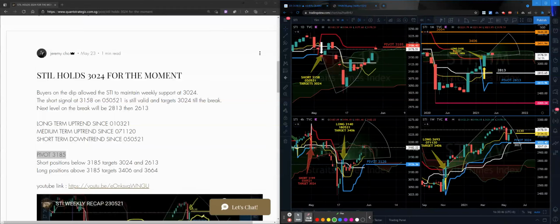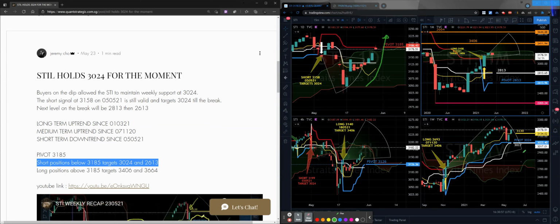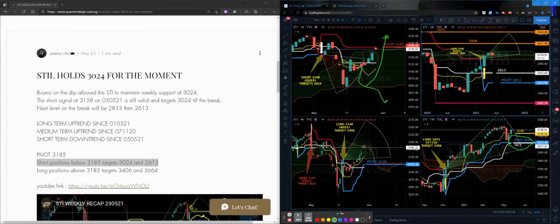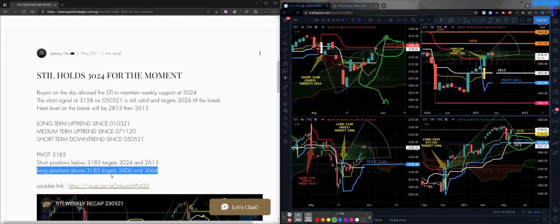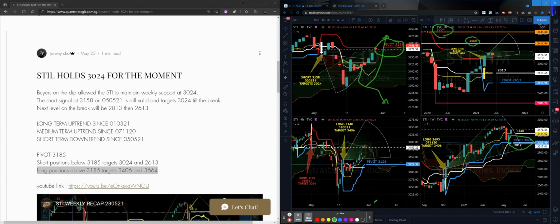So the pivot point 3185 refers to this pivot on the daily chart, and this particular level must break for the STI to move much further into the month of June. So I say for now, short positions below 3185 to target this particular level on weekly, which is 3024, because it is a short signal to the downside. However, if we do break pivot at 3185, then you have long positions above 3185 to target 3406 and 3664, which is on the monthly charts right here, 3406 and 3664.